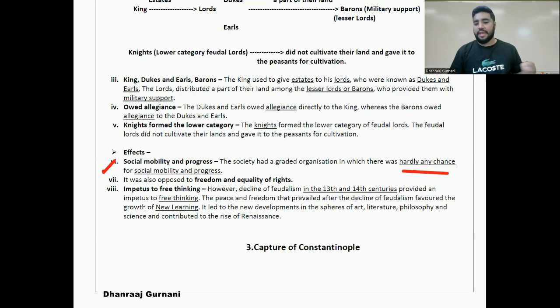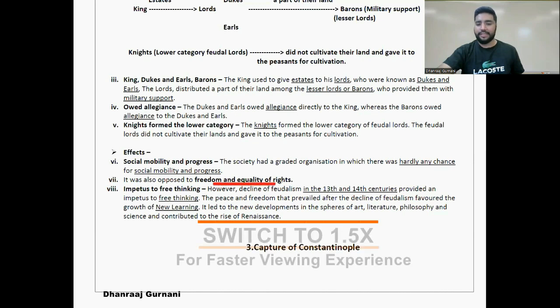Why? Because the main thing on which the system was based was land tenure. And to get land, or to own land, was not that easy, because all land was basically owned by the king. So there was hardly any chance of social mobility and progress. Point number 7, it was also opposed to freedom and equality of rights.